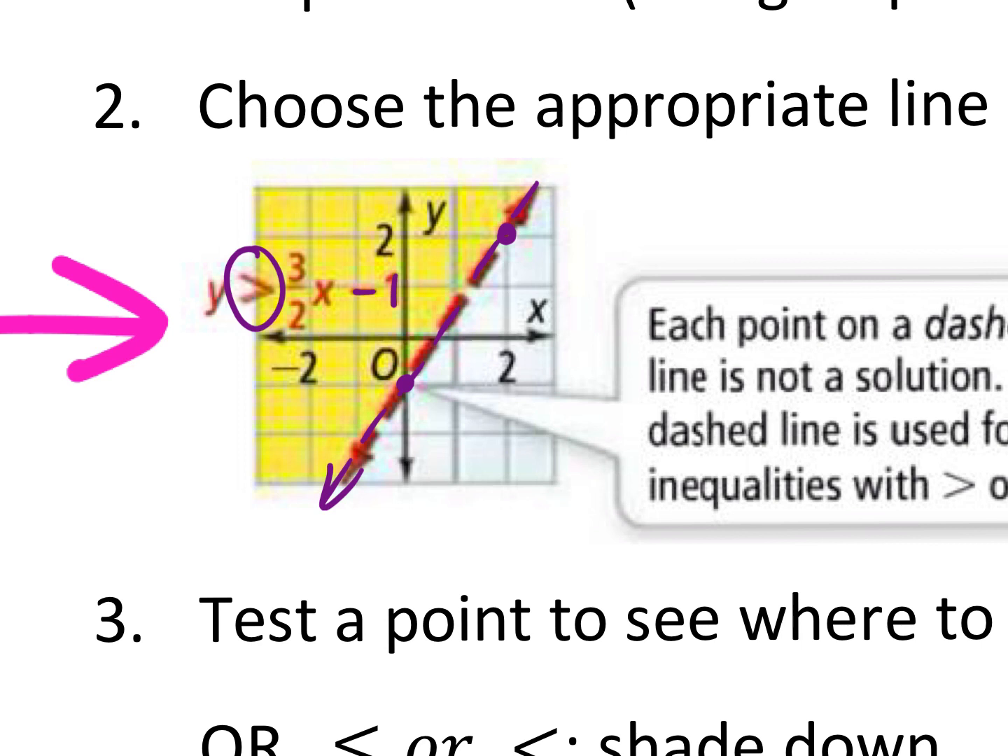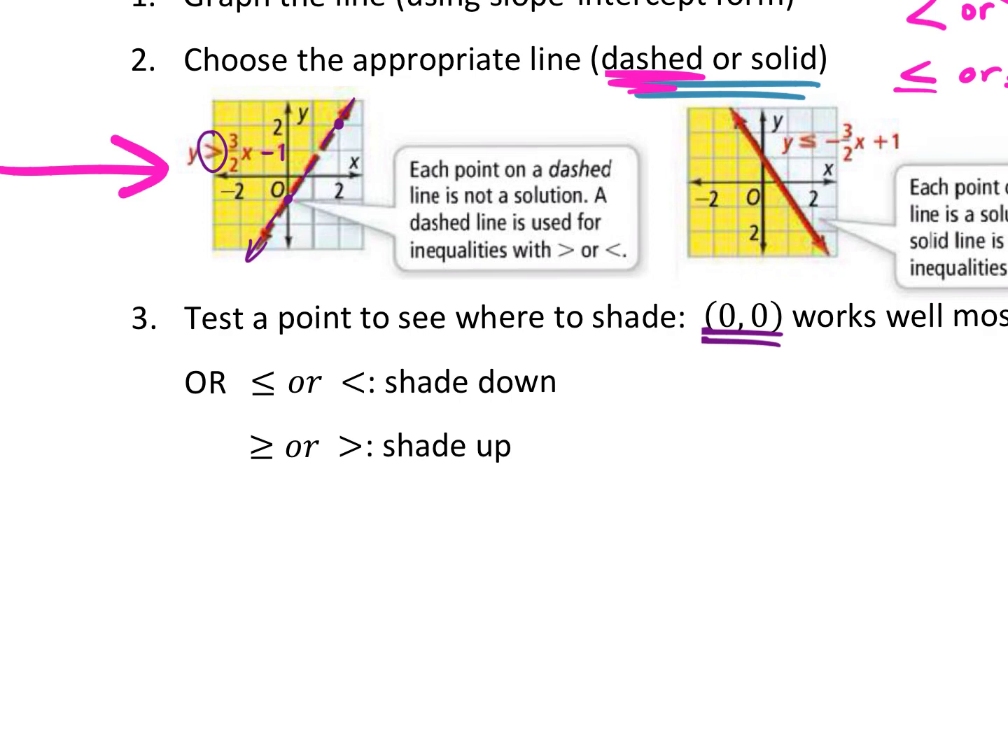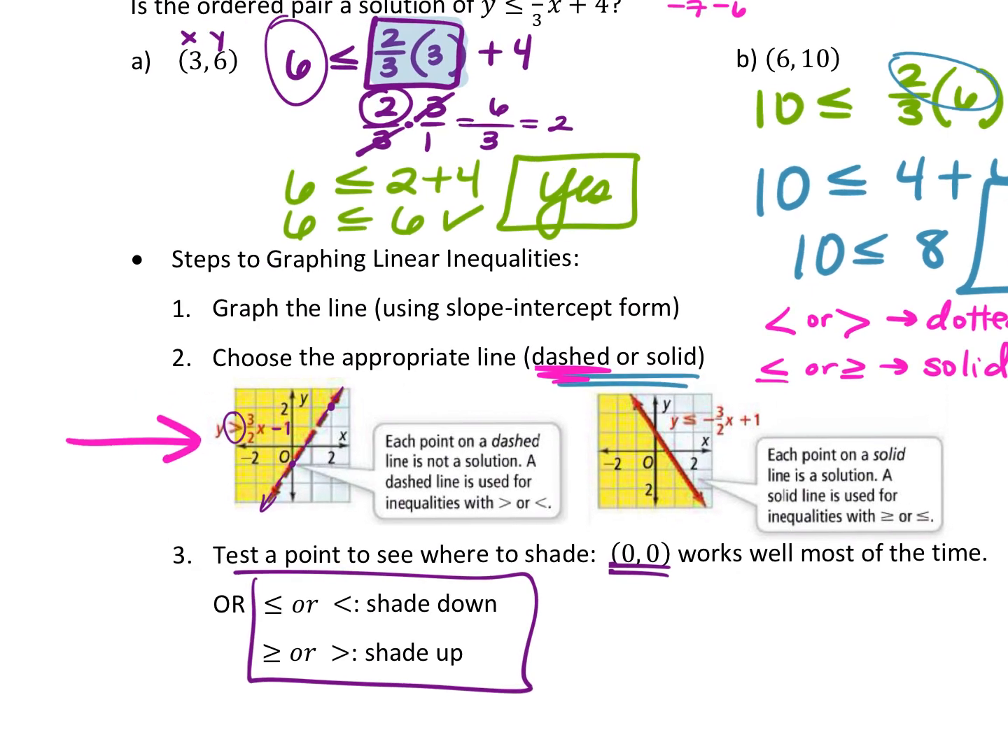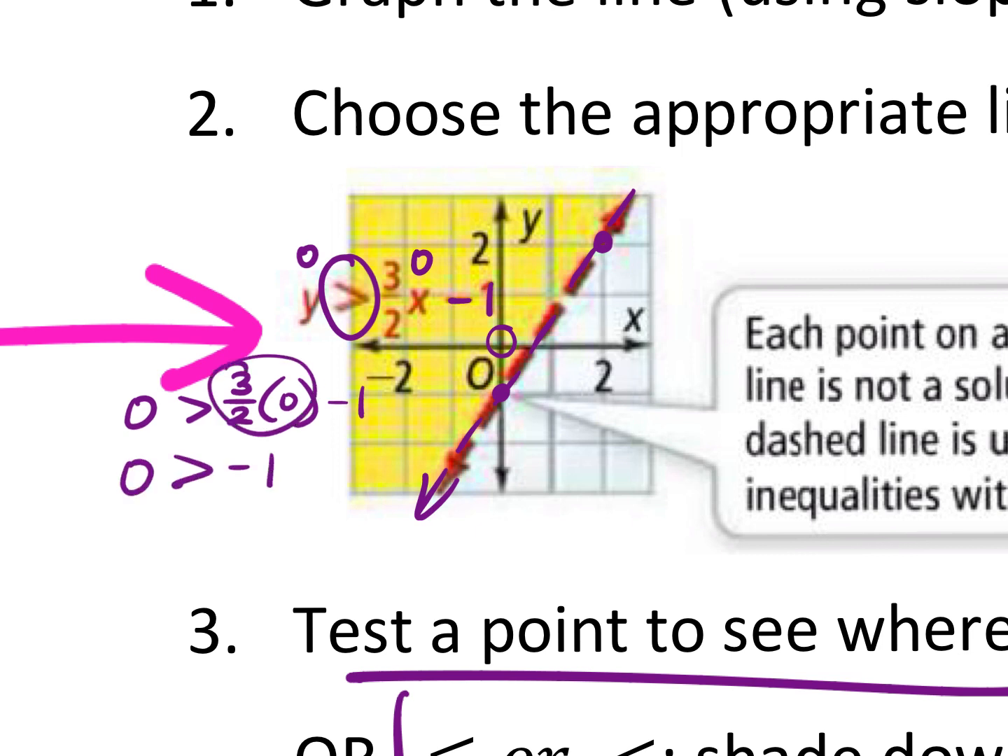The way I like to do it, just to be totally certain that I have the correct thing, is I plug in a point. I plug in 0, 0, and I see if it works. Or you can do what I just told you, shade up or shade down. So I say, here's 0, 0. Let's see if that is part of my answer. If I plug in 0 and 0, then 0 is greater than 3/2 times 0 minus 1. So 0 is greater than 0 minus 1, which means 0 is greater than -1. Is that true? Is 0 greater than -1?